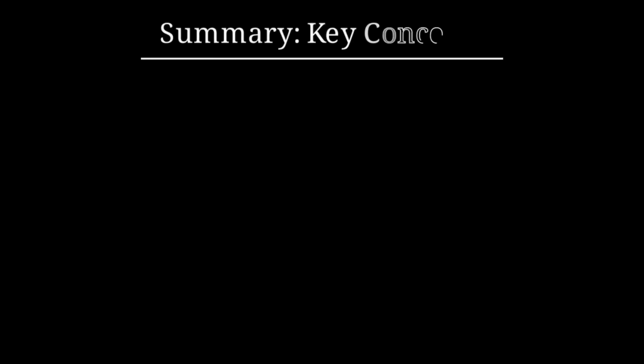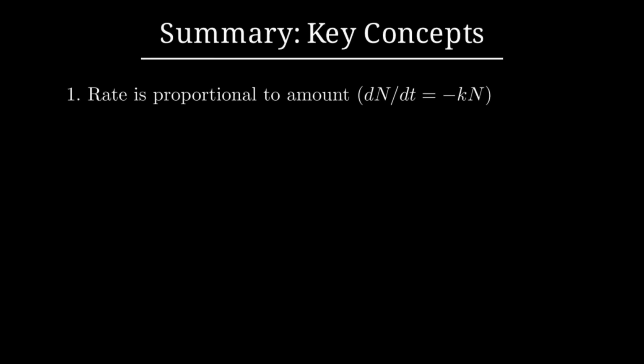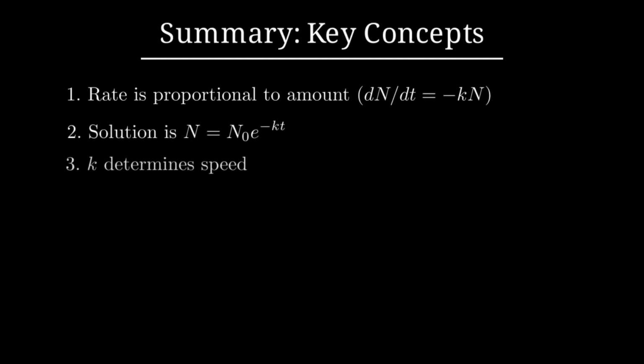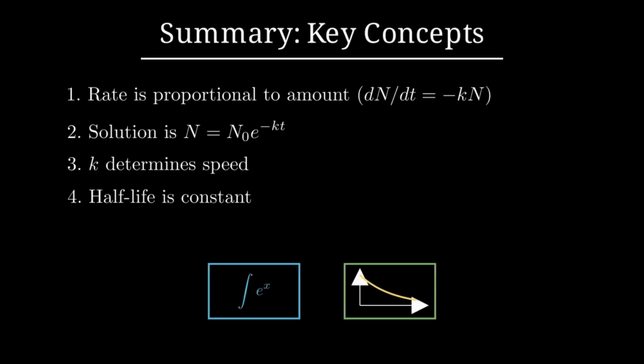Let's summarize. We've learned that exponential decay occurs when the rate of loss is proportional to the current amount. This relationship is expressed by a simple differential equation whose solution is the exponential decay formula. We've seen how the constant K dictates the speed and how half-life provides a consistent measure of time.